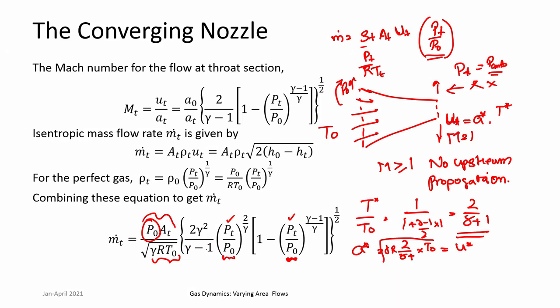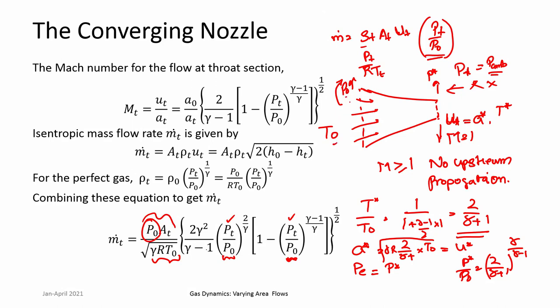The velocity will be exactly equal to this and it will not change for a given T naught. Similarly, the pressure at the exit, P exit, once it reaches Mach number equal to 1, will not change for a given P naught. P star by P naught is 2 by gamma plus 1, whole power gamma by gamma minus 1. From here you can find out what P star is. Further changes will not change pressure and temperature at the exit for constant P naught and T naught.